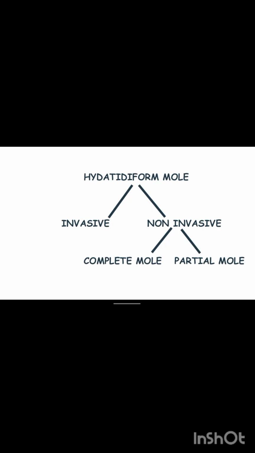Now looking onto the classification of hydatidiform mole. Hydatidiform mole can be mainly classified as invasive and non-invasive. Non-invasive can be further classified as complete mole and partial mole. Invasive mole invades the myometrium by atypically proliferating trophoblasts, leading to penetration or perforation of the uterine wall, and this is why it's called an invasive mole.